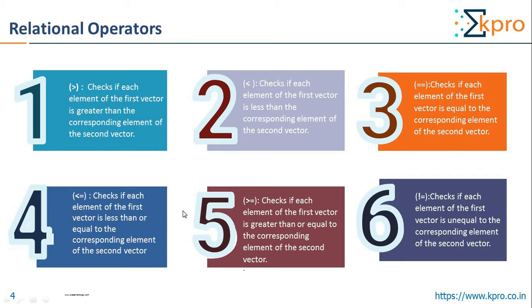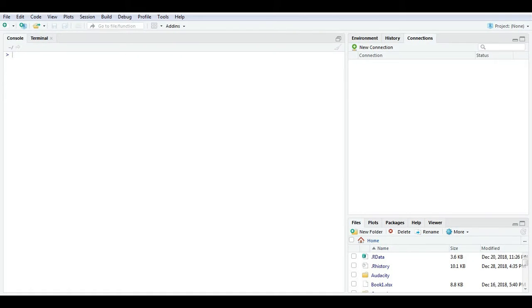We'll now demonstrate how to use these relational operators using RStudio. Let's check how to use these relational operators one by one. We'll start with greater than. We'll compare 5 with 2 and check whether 5 is greater than 2 or not. Since 5 is greater than 2, it should return true. So here we have it. Now we'll check the less than operator.